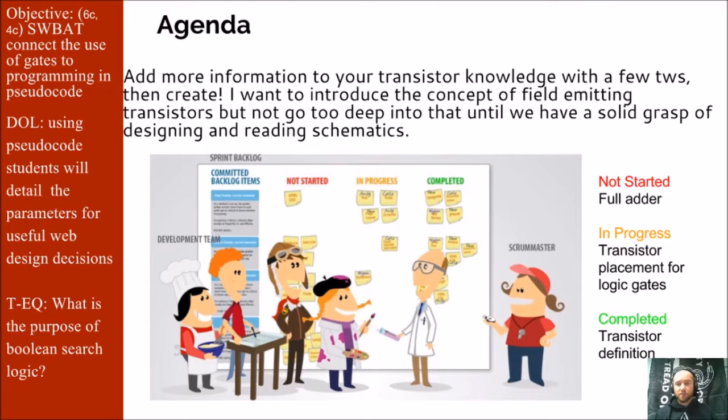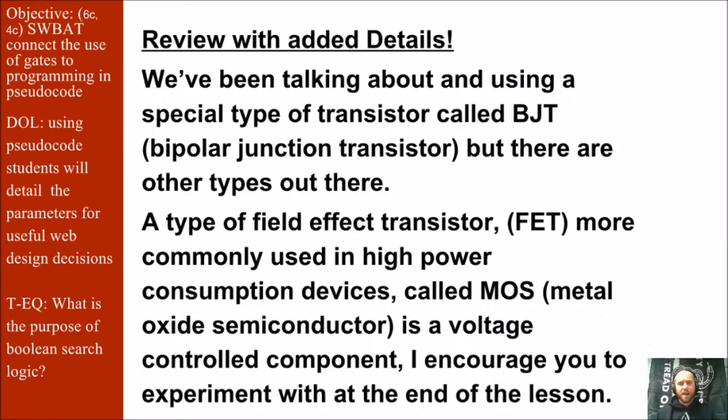What we've not started is creating what's called a full adder. That is a collection of transistors that is used to allow the computer to add. The day we get that done might be one of those huge aha moments for you in understanding how computers take binary numbers and turn it into stuff. Currently in progress is transistor placement for logic gates, and completed is your knowledge of the definition of a transistor and how this is one of the most significant things created by humans. Without the transistor, we have no computer or smartphone or gaming consoles.